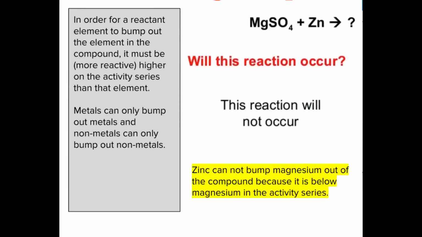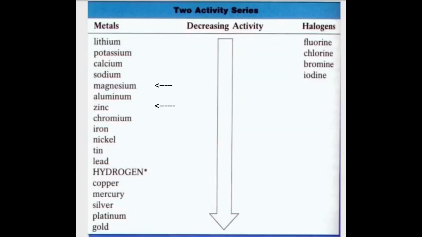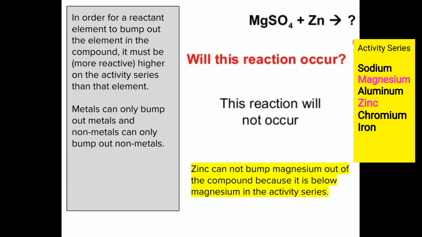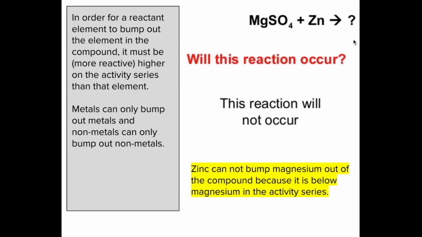Here, let's take a look. We have a single displacement reaction where the element is zinc and it's looking to bump out magnesium. So metals can only bump out other metals. When I take a look at where they are in relation to one another, zinc is below magnesium. So if the element that is looking to bump out the element in the compound is below, it does not have the capability of bumping it out, and we would say that this reaction does not occur.